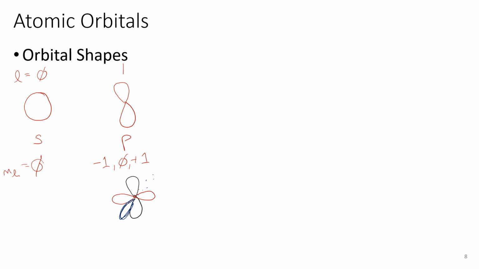We also have our l equal to 2. Our l equal to 2 is what I oftentimes refer to as a double dumbbell, and this is really our d-type orbital.